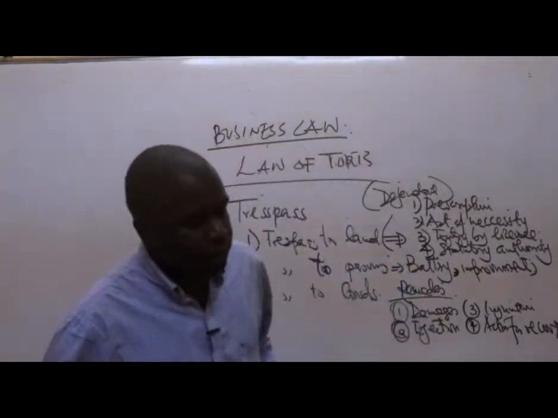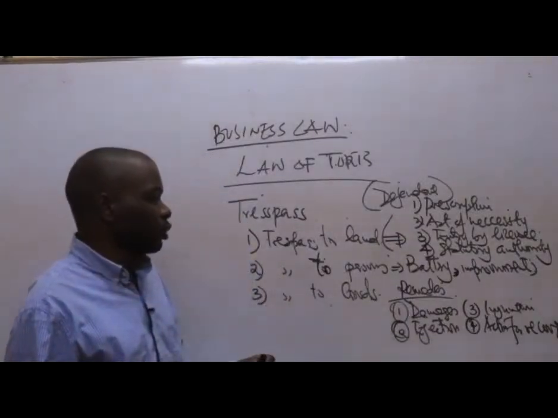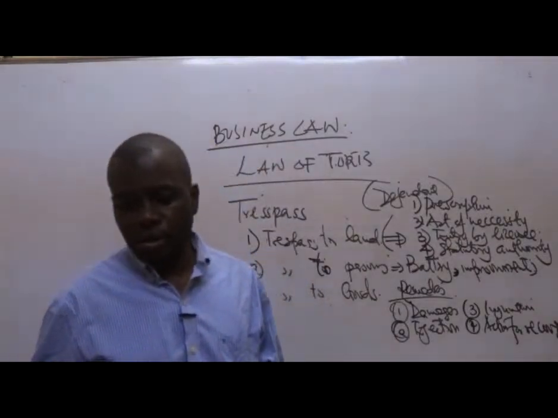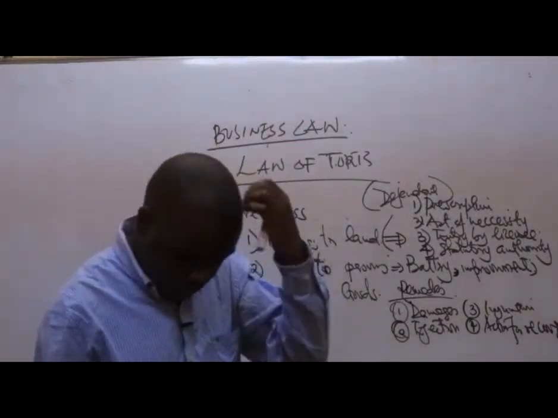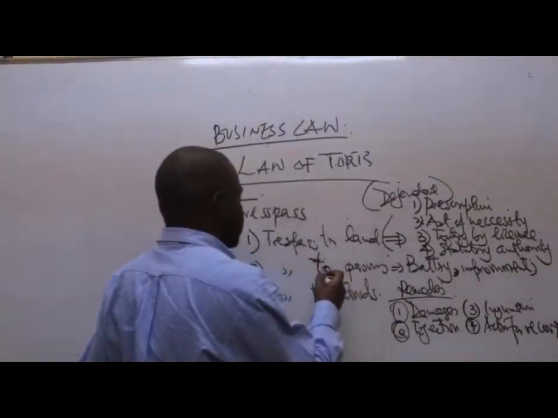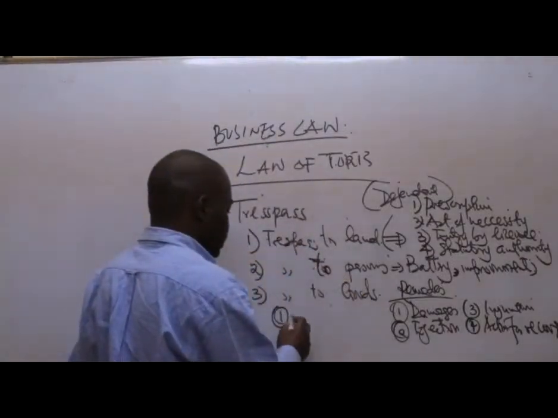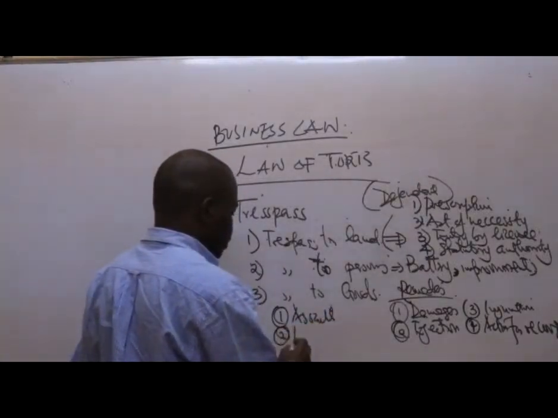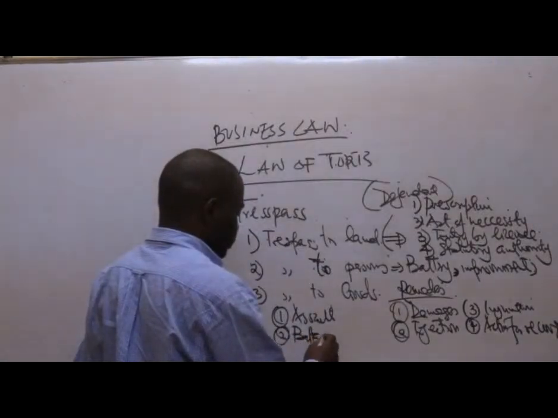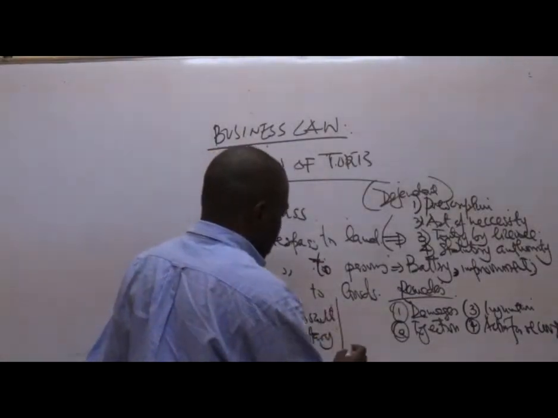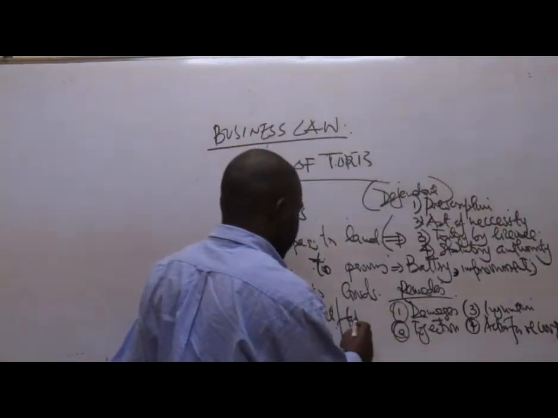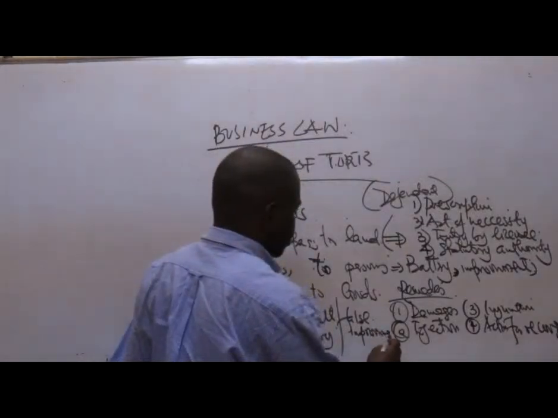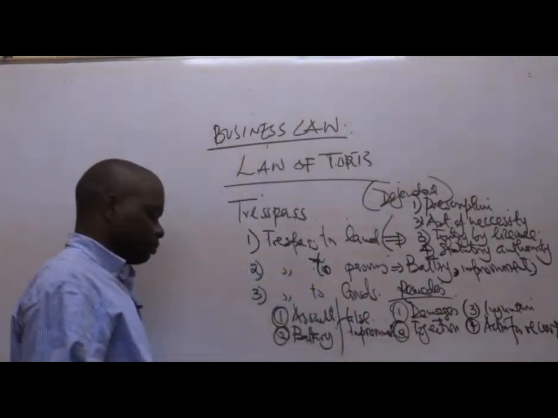So we've said number two, another form of trespass is what we call trespass to persons. Under trespass to persons, we can have number one, what we call assault. Number two, we can have what we call battery. And we can have what we call false imprisonment. So just as I had mentioned, it is known as false imprisonment.